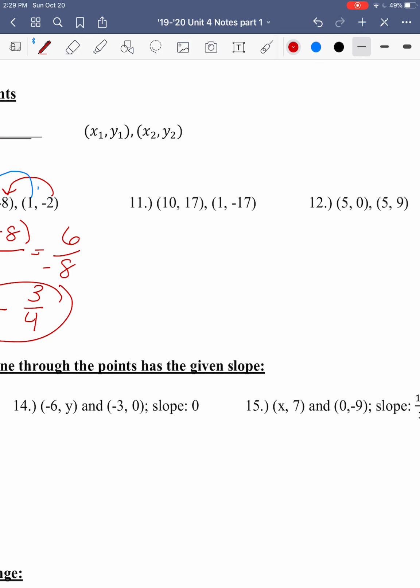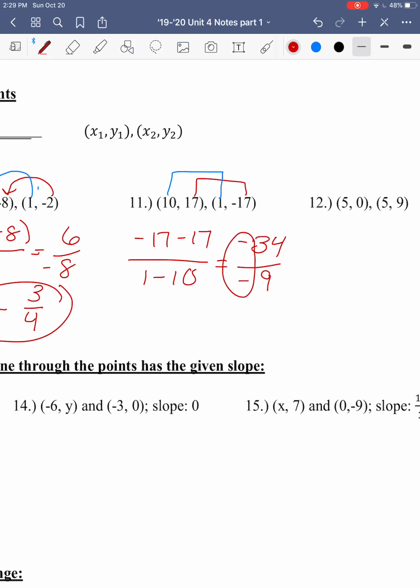Now number 11, I would do -17 minus 17. That is not 0, by the way, in case you're wondering. And then I'm going to do 1 minus 10. So this is going to give me negative 34 all over -9. So double negative here. I like this problem. This double negative cancels out. And so my answer is actually 34 over 9.